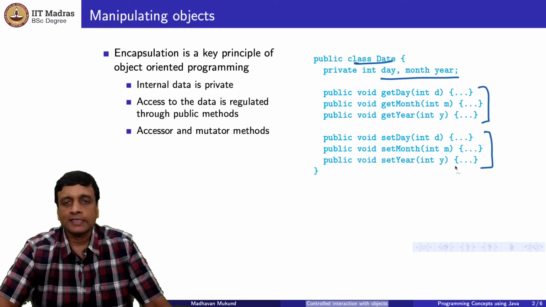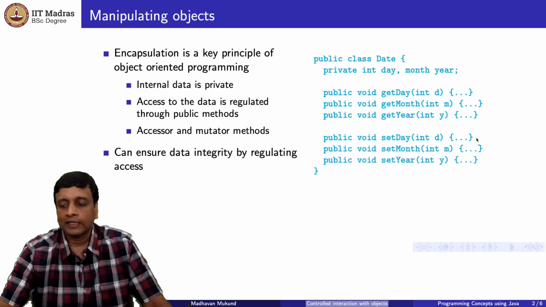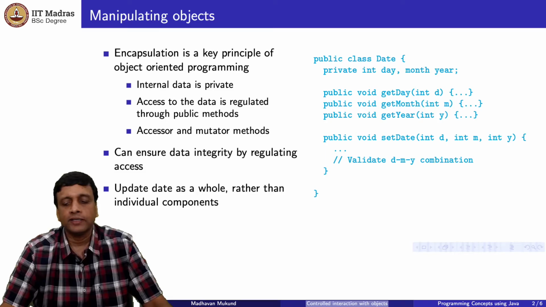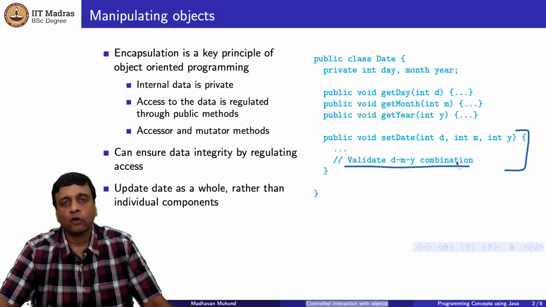Now we saw that this is not necessarily a good thing, because if we are allowed to set the day, month and year separately, we can put incompatible dates. We can put, for example, the 31st of February. So we said that we would like to ensure even data integrity, so we can actually regulate this access even further. We are not obliged to write these mutator methods for each instance variable individually. Instead, we can create a cumulative set date function which would set simultaneously the day, month and the year, and then inside this function we can validate that this combination of day, month and year are actually sensible and not allow this date to get into an invalid state.